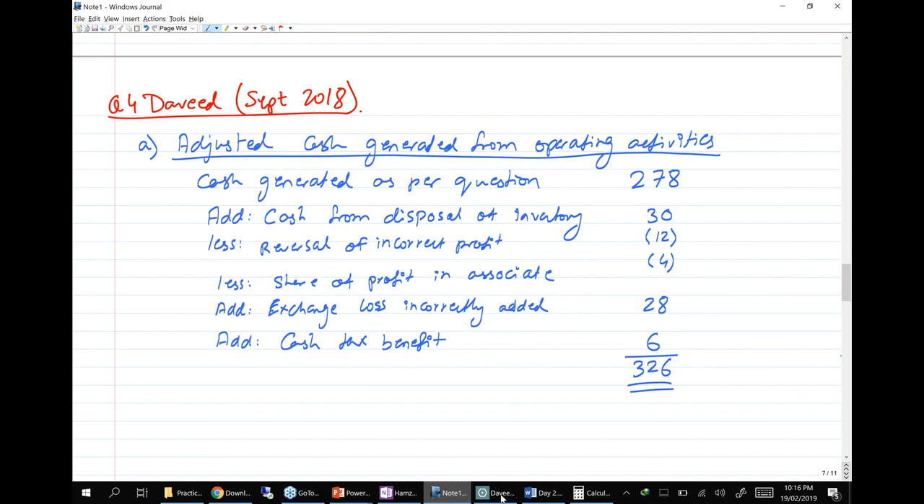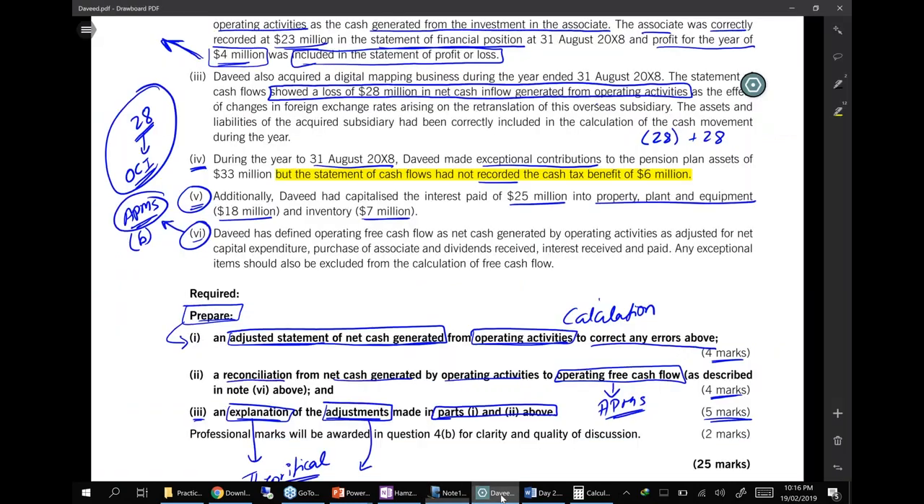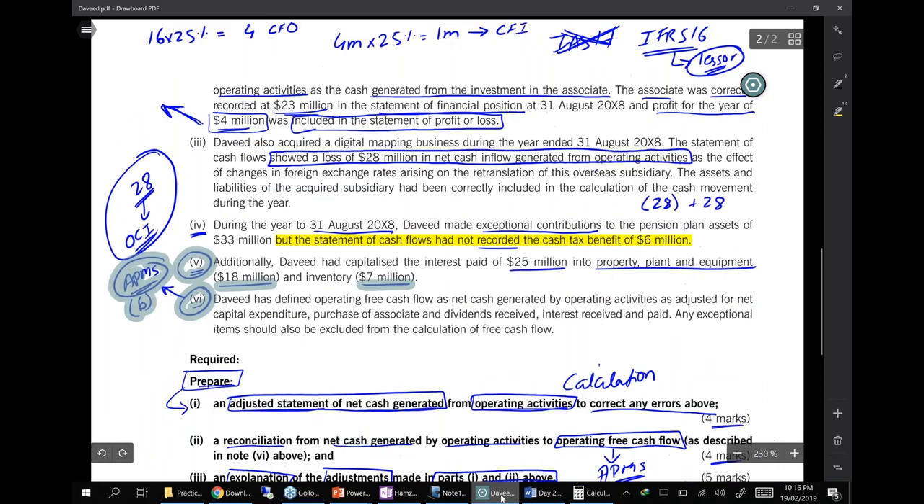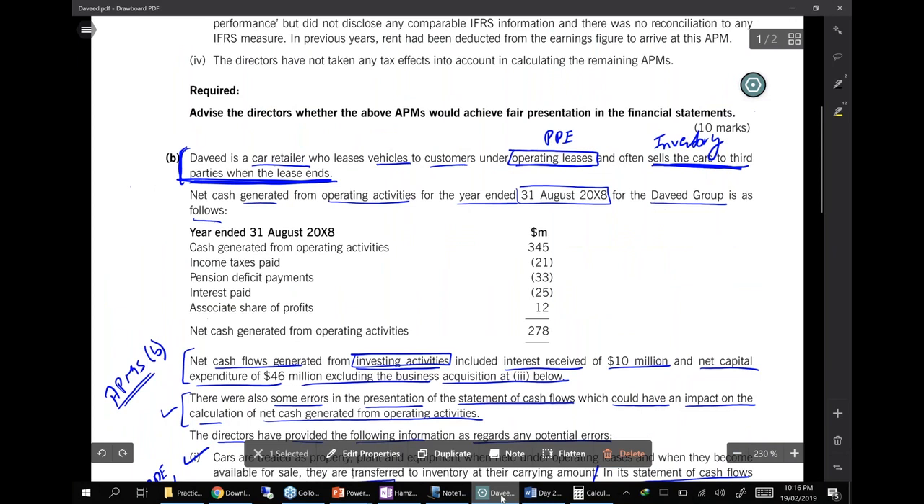Okay, there's one thing that we need to check, and let me show you a mistake we have made. In adjustment number 5, the question says that additionally David had capitalized the interest paid of 25 million into the property, plant and equipment of 18 and inventory of 7. But if I go to the question, the question shows an interest paid being adjusted to the cash flow from operating activities. In the operating activities, the question is showing the entire amount of 25. So is this right or wrong?